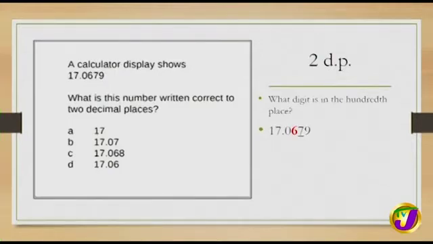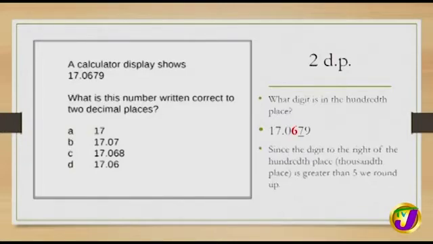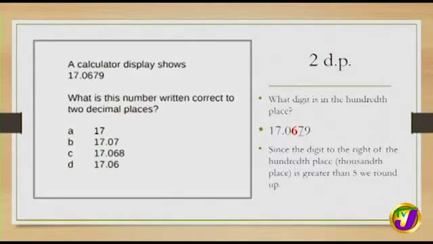And I know you're getting this now because I know you're probably saying I'm giving you so much of the same thing, and you get it now. So the 7 is greater than 5. So what do we do? Correct. We round up. We add 1 to the digit 6. So we have 1 more in the 100th place. So it becomes 17.07, and that is to 2 decimal places.